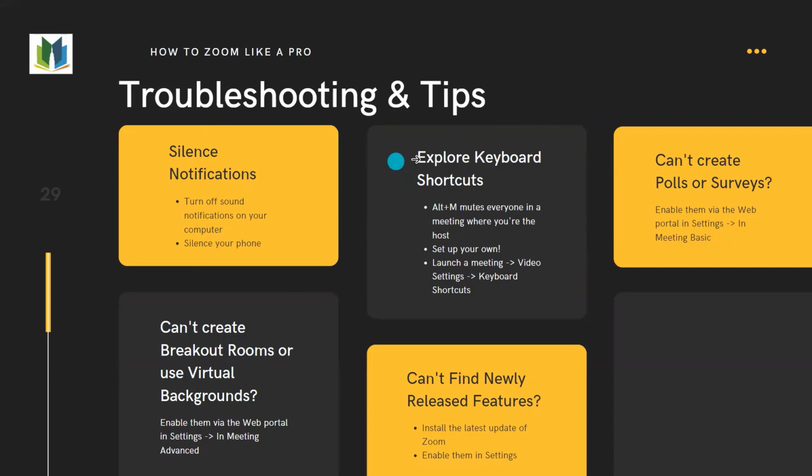I also would recommend that you go in and explore some keyboard shortcuts. These are very handy to know about. For example, Alt+M will mute everyone in a meeting where you are the host, but you can go in and set up your own by launching a meeting and going into those video settings and selecting keyboard shortcuts.